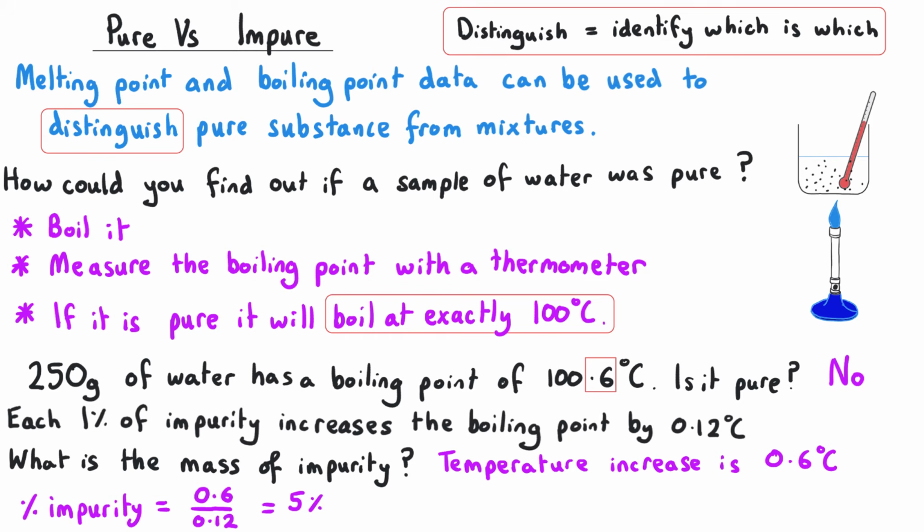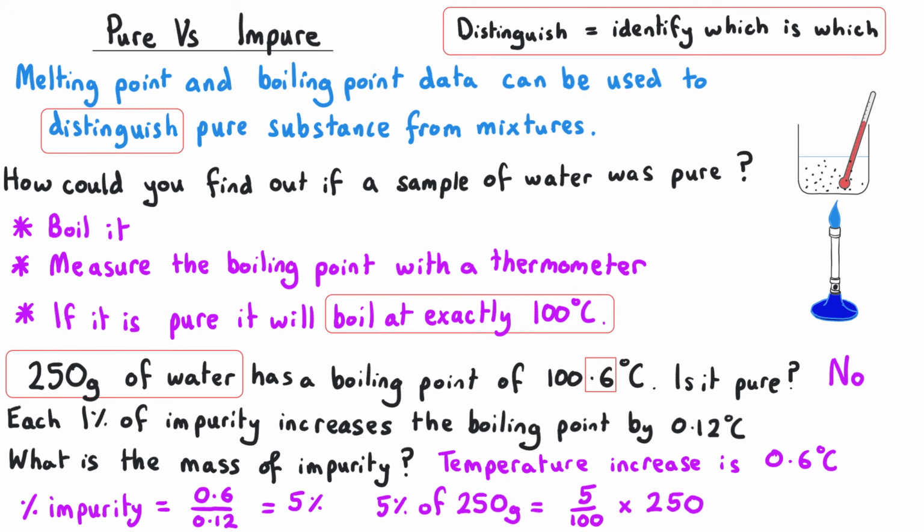And so if this sample of water has a mass of 250 grams, we are now in fact just calculating what 5% of 250 grams is. And 5% expressed as a fraction is 5 divided by 100. Then we multiply that by 250 and we get an answer of 12.5 grams of impurity in this water sample.